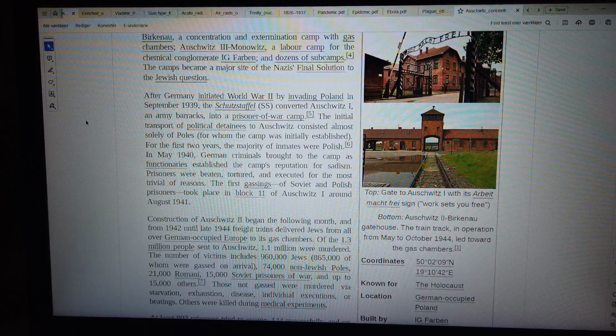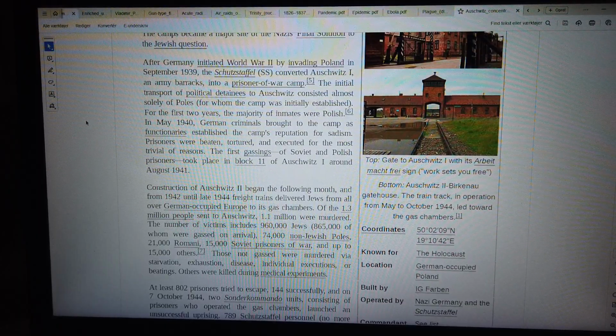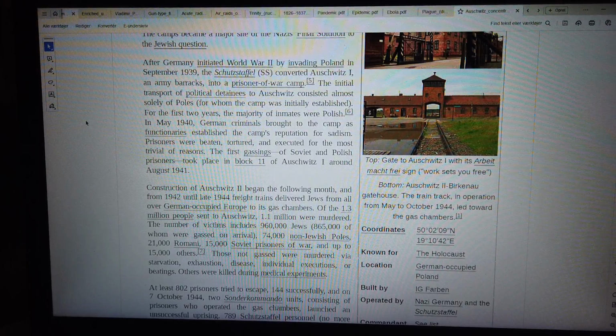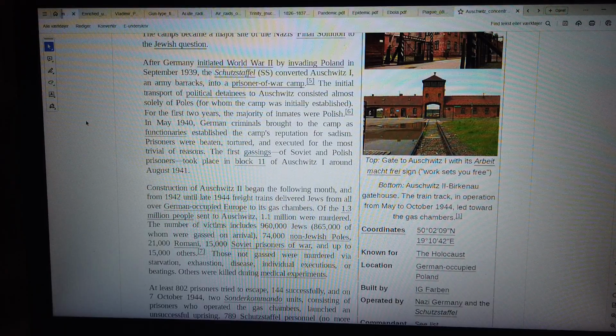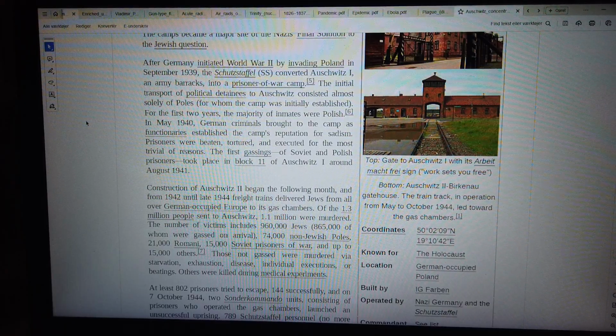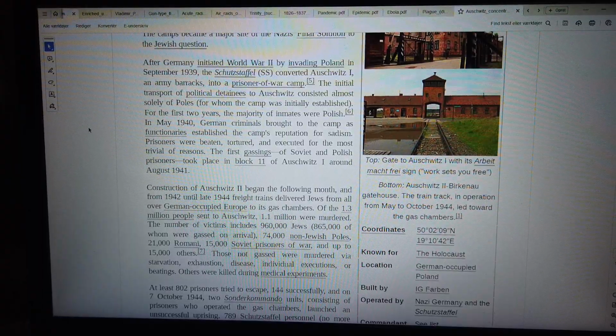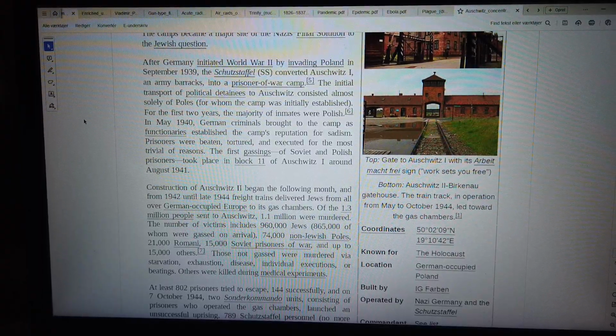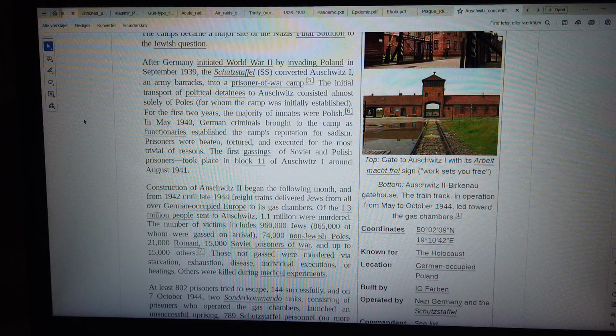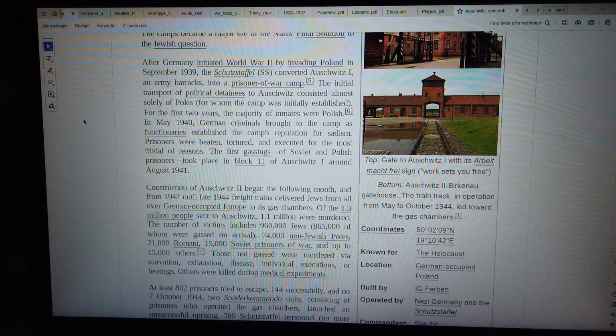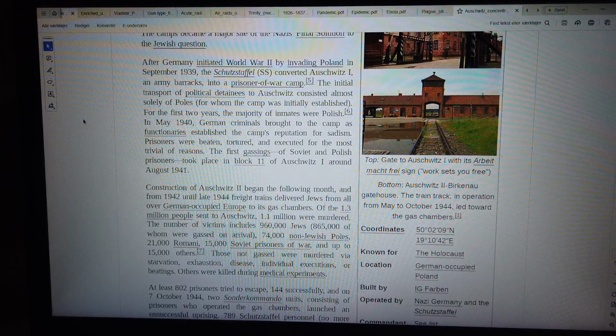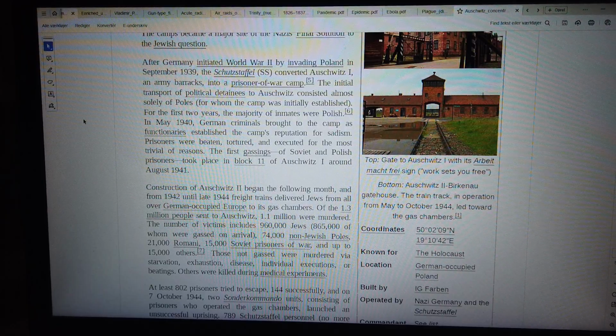After Germany initiated World War II by invading Poland in September 1939, the Schutzstaffel, SS, converted Auschwitz I, an army barracks, into a prisoner of war camp. The initial transport of political detainees to Auschwitz consisted almost solely of Poles, for whom the camp was initially established. For the first 2 years, the majority of inmates were Polish.